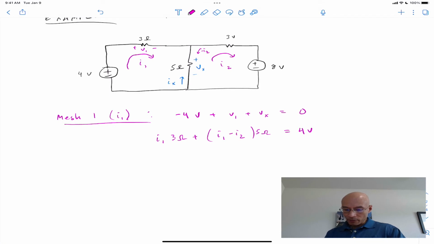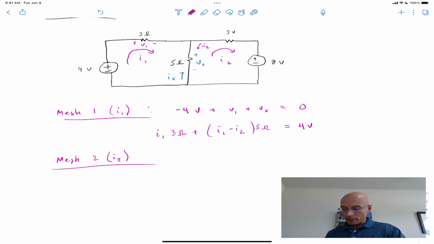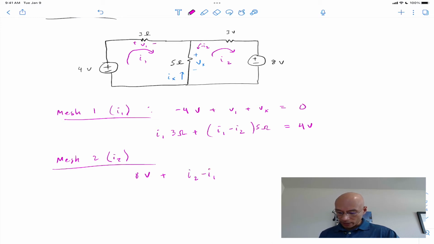Okay, so then for mesh 2, we could start at the positive node of the 8 volt source. So now we have 8 volts dropping as we go clockwise following I2. The next voltage drop we encounter is across the 5 ohm resistor, and what current flows through this as we go clockwise? In the direction of I2, it's the 5 ohm resistor and I2, but I1 goes in the other direction, but it also makes a contribution. So we'll use I2 minus I1. That's the current flowing clockwise in mesh 2 through the 5 ohm resistor.